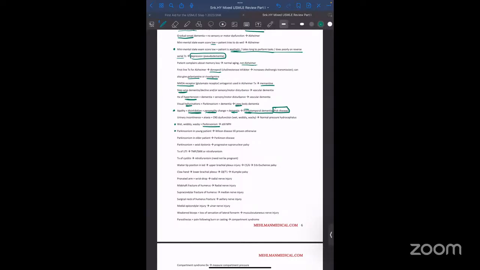Nice. Parkinsonism in a young patient is Wilson's disease until proven otherwise. Parkinsonism in an older patient is Parkinson's, right? Parkinsonism plus axial dystonia. Right, this is the weird wording that they use. Axial, I guess, is the trunk movement. Axial dystonia is progressive supranuclear palsy.